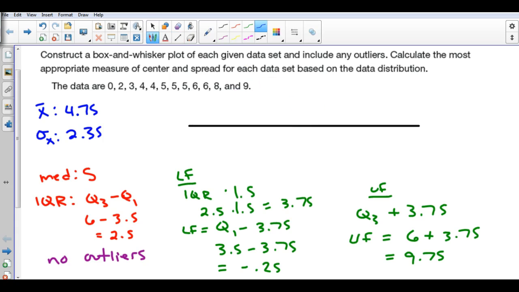So let's take a look at this. I'm going to just count by ones basically then. So 0, 1, 2, 3, 4, 5, 6, 7, 8, 9, and then I'll just put 10 up here. So make a box and whisker plot.